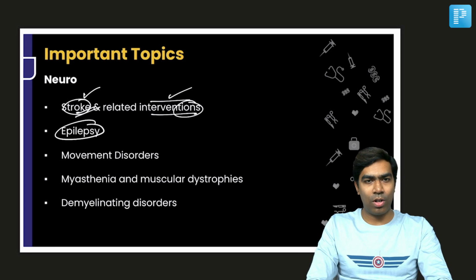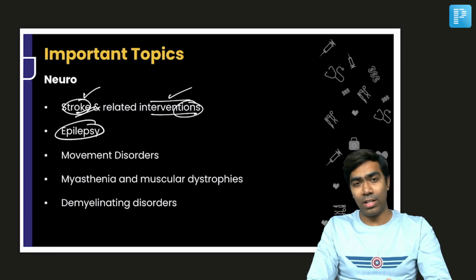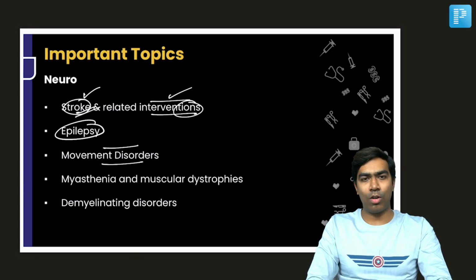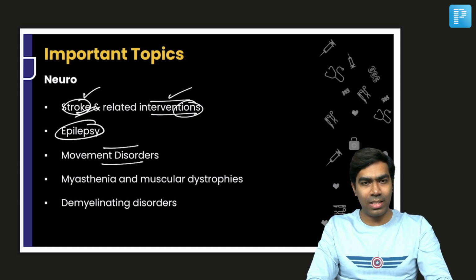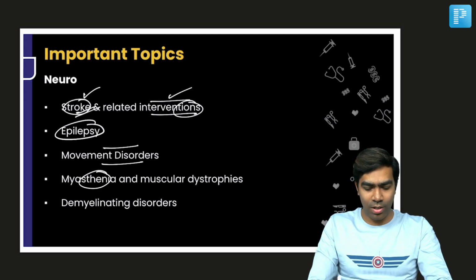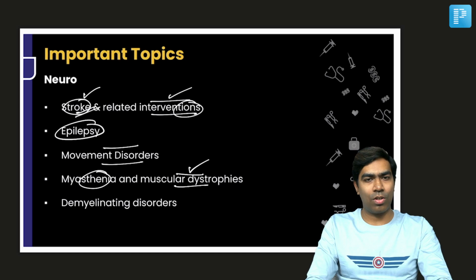Epilepsy is another very important topic, especially status epilepticus, and especially childhood epilepsy and syndromes, which have been repeatedly asked. And when it comes to movement disorders, the treatment algorithm of Parkinson's disease is extremely important and crucial. And apart from that, the diagnosis of movement disorders itself is a very important topic. Myasthenia and its treatment is important. And various muscular dystrophies and their diagnosis can be asked in exams.